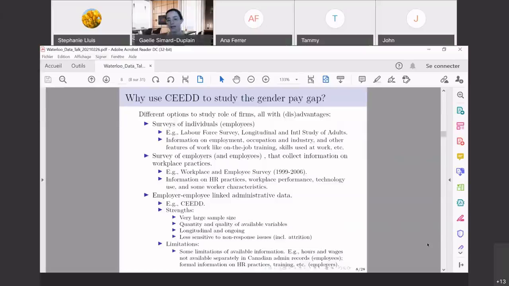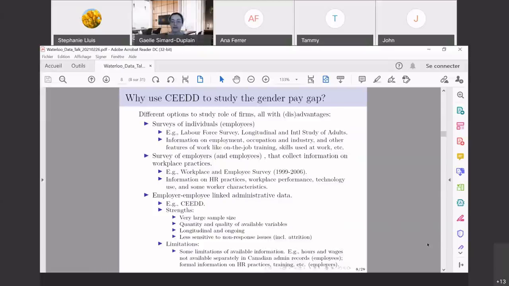And then finally, I'm going to talk about the employer-employee linked administrative data. SEED is one example of those. In Canada, we also have, I think it's called the longitudinal worker file, that also has some linked data between employers and employees. I've never worked with it, but my understanding is that it has nowhere near the range of variables included in SEED, but it's also a really useful resource.